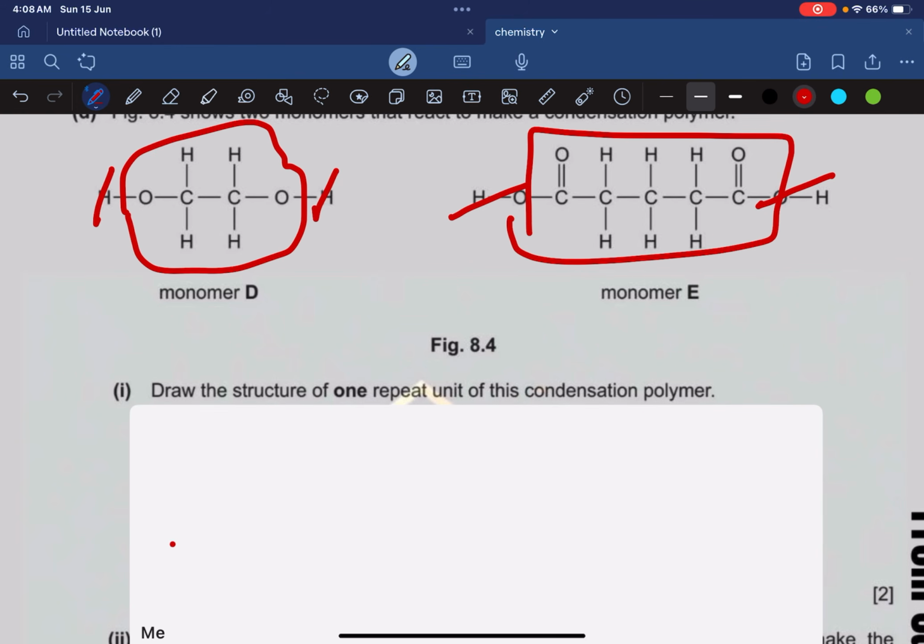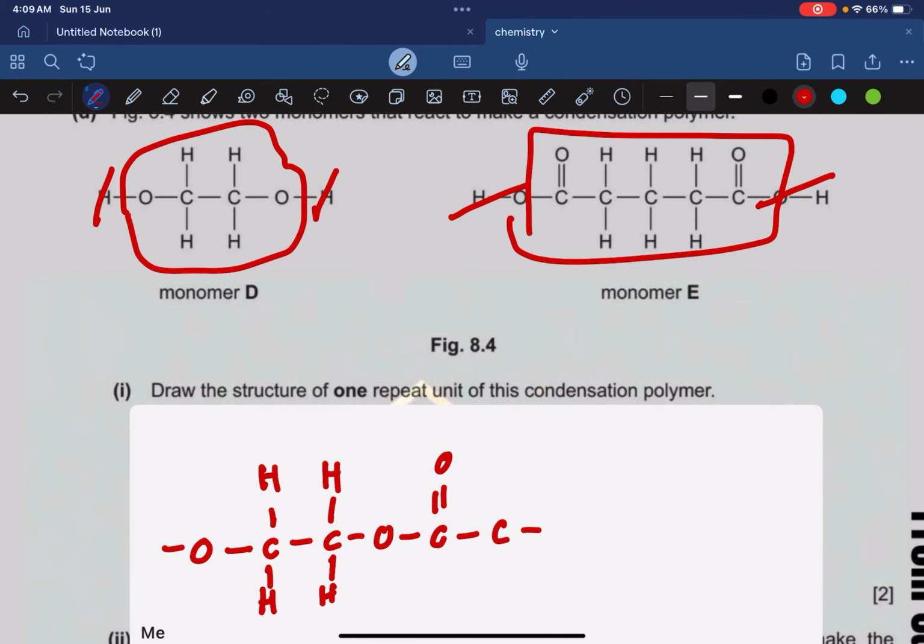Let's do it. Firstly there's going to be an O, then there's going to be a C. I'm just copying it. There's going to be an H, then a C, an H, and now I again have an O. I'm going to join it with my other part, which is going to be this. Then 1, 2, 3, 4, 5 carbons.